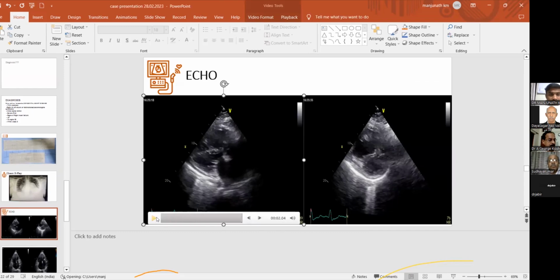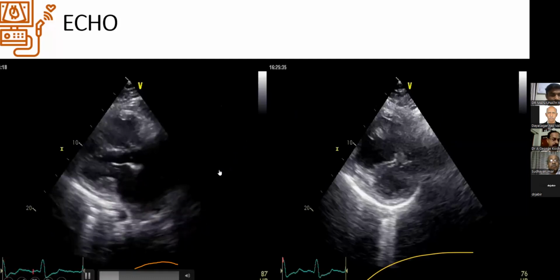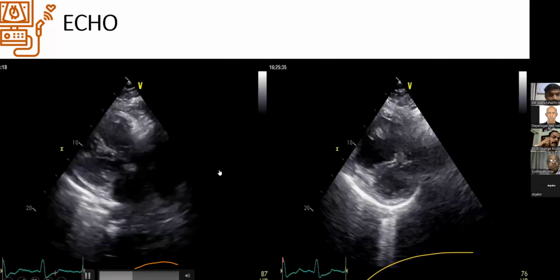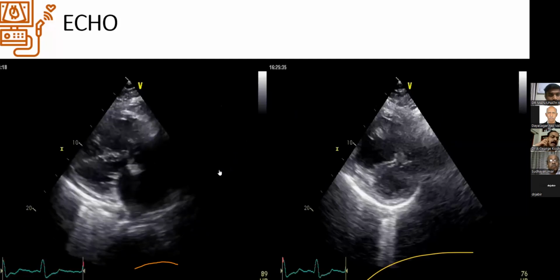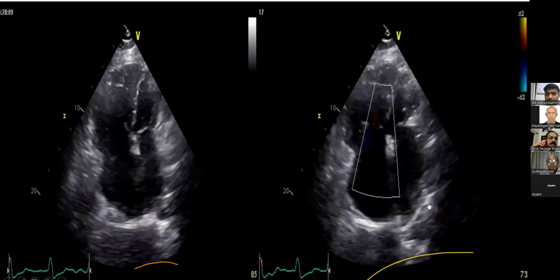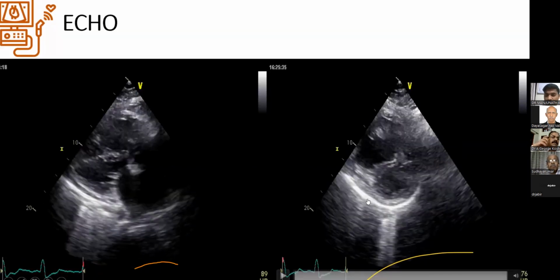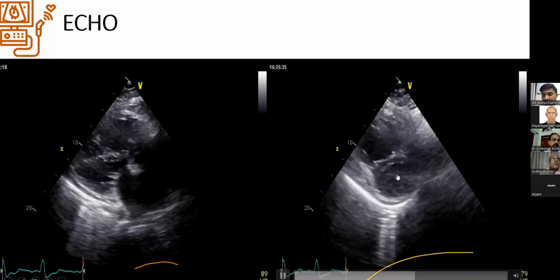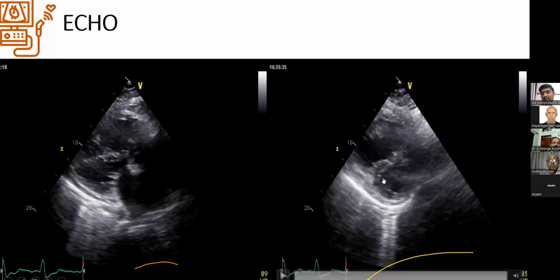Give your echo commentary, please. This is the echo showing... Which view? Parasternal long axis. This is the parasternal long axis view showing left atrium, left ventricle, aorta, and RVOT. This is a picture showing parasternal short axis. Sorry, parasternal short axis view showing left ventricle and right ventricle.